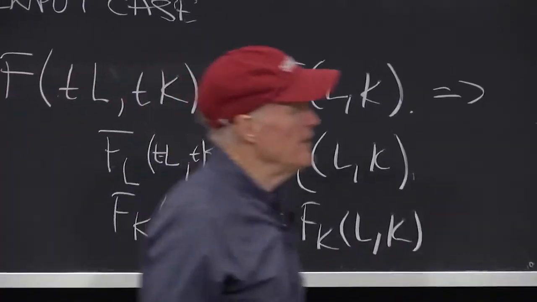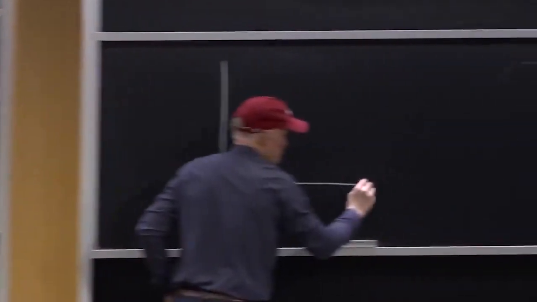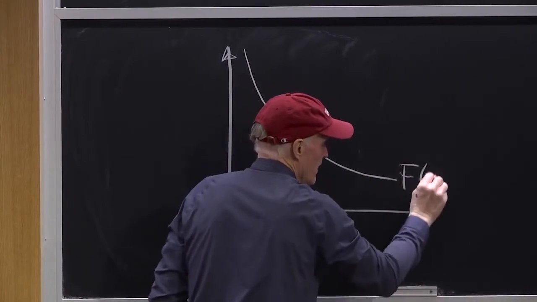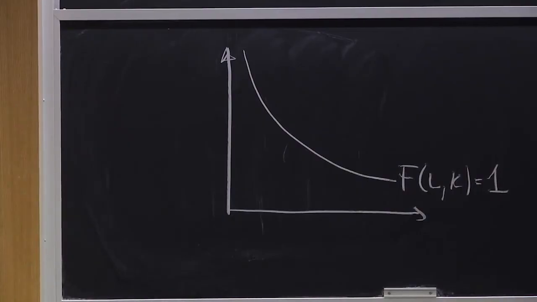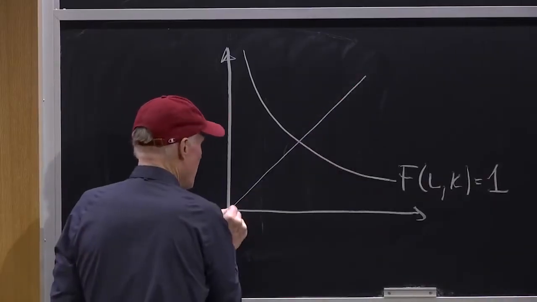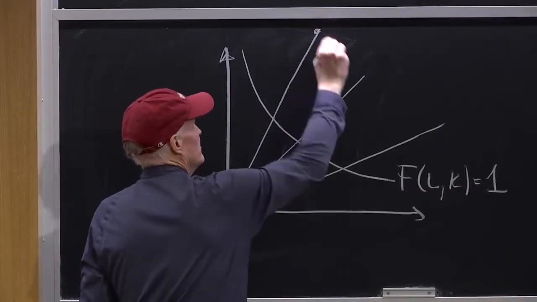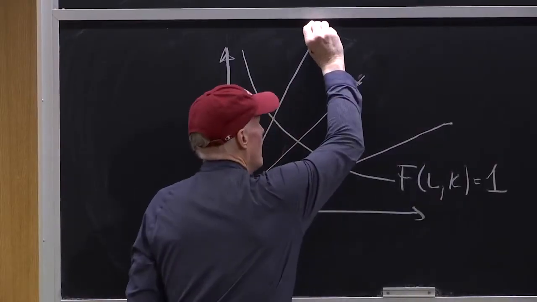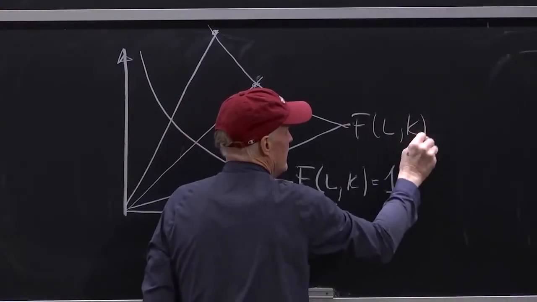Effectively, what's going on, if you think about it in terms of the isoquants of the production function, is that if I look at the unit isoquant, this is F of L and K equals 1. So those are all the combinations of inputs that produce 1 unit of output. And I go out along a ray, you just double this distance at each point. This would be F of L and K equals 2.